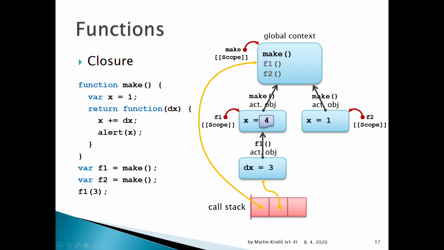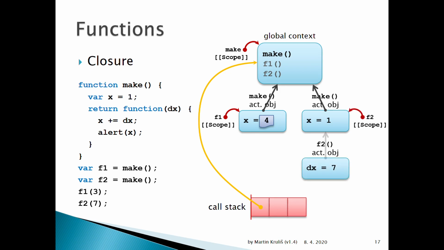So if we perform some operation like x is added the dx value and then the whole result is printed out, then the x will hold 4 after update and the value 4 will be printed out. Then later, when we call f2 with a different value, the same thing will happen, but on a different scope chain. So again, an activation object with dx 7 will be created, and the scope is taken from another function, so we will follow this chain instead of the first one, and this variable x is updated instead of the first one.